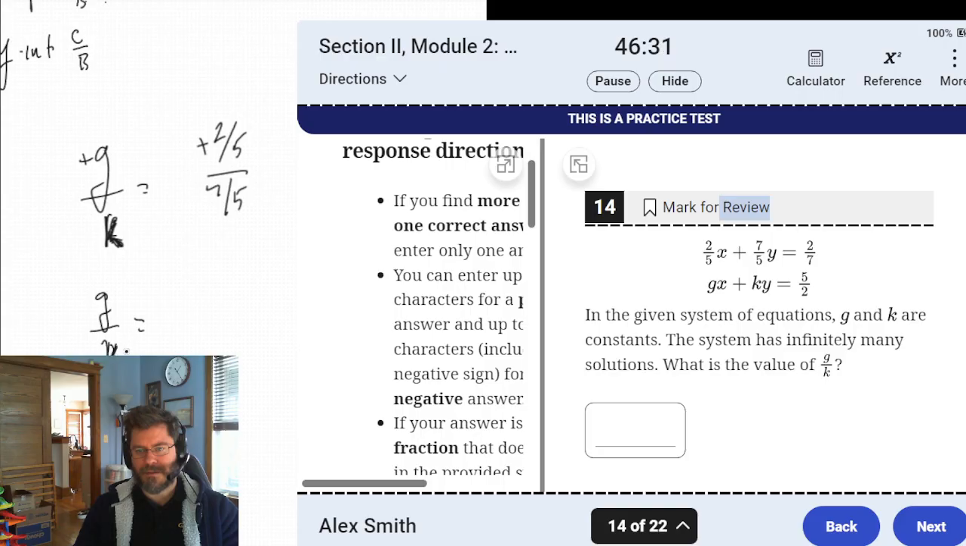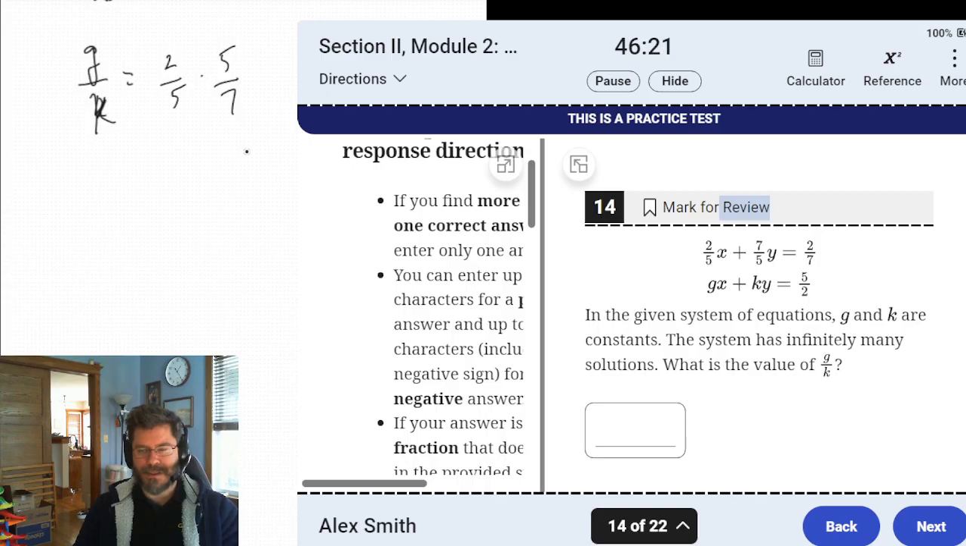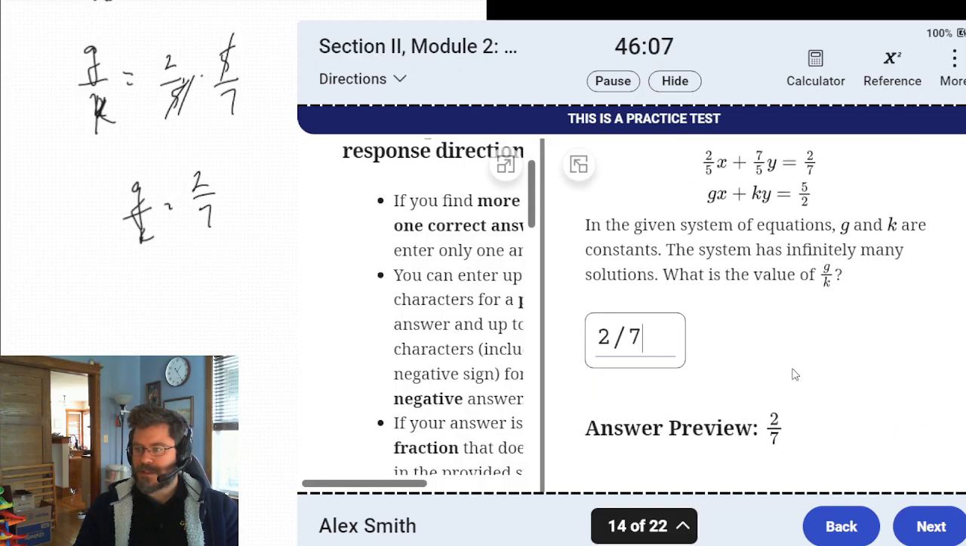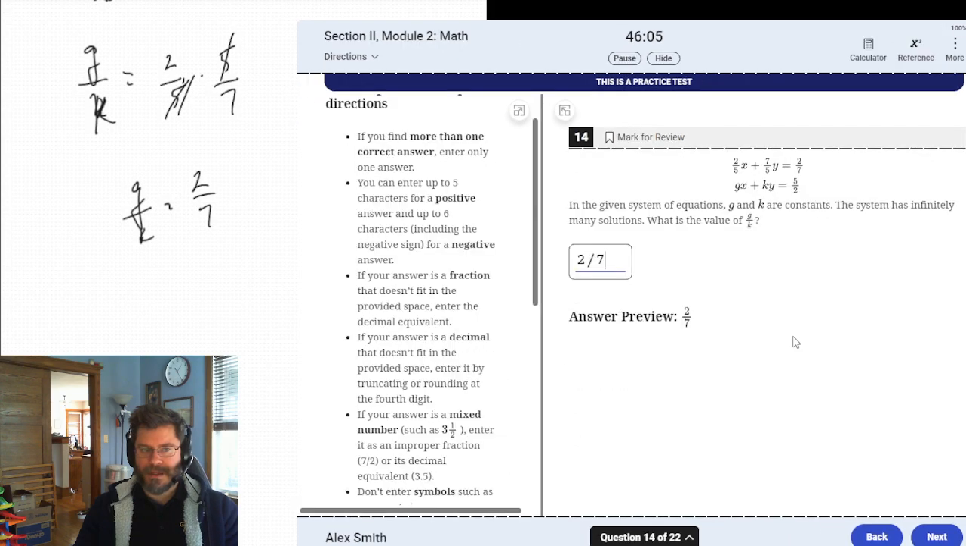G over k is 2/5 times 5/7. Remember, when you divide by a fraction, you can instead multiply by its reciprocal. Those reduce, and you get g over k equals 2/7. And don't be afraid if you get a fraction. That is a perfectly acceptable answer.